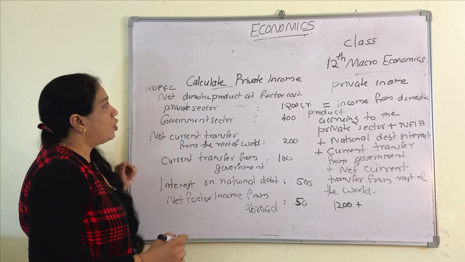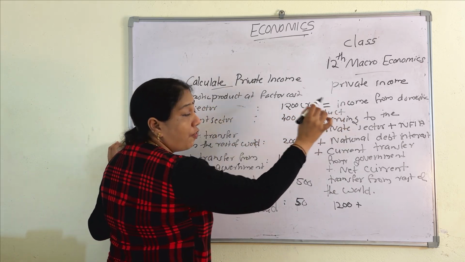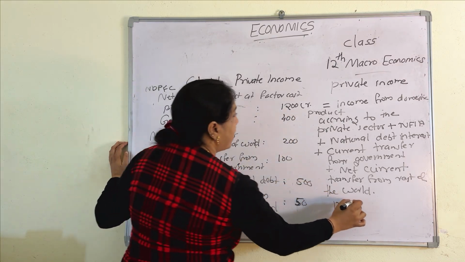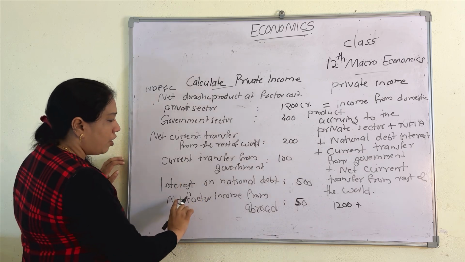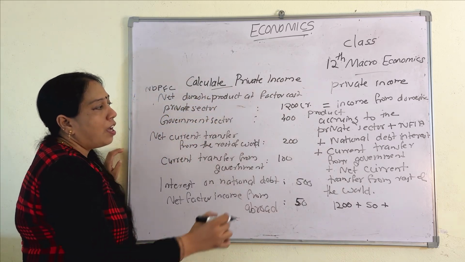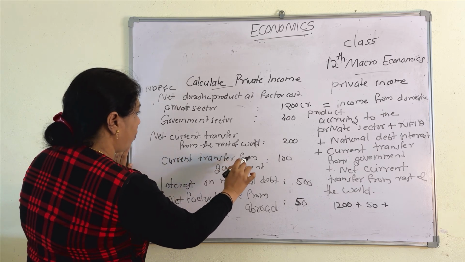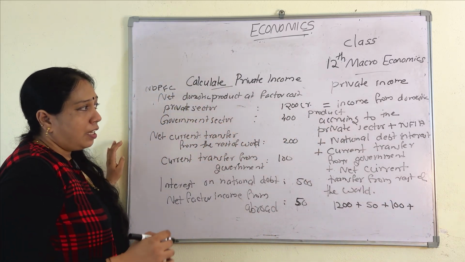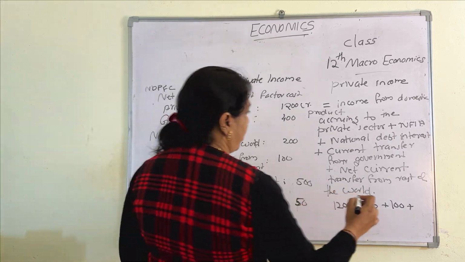Okay, so first one, net domestic product at factor cost of the private sector, that is income from domestic product accruing to the private sector, that is 1200 crore, plus next one is NFIA, that is net factor income from abroad, which is 50 crore, plus next one is current transfer from the government, which is 100 crore, plus next one is net current transfer from the rest of the world, which is 200.